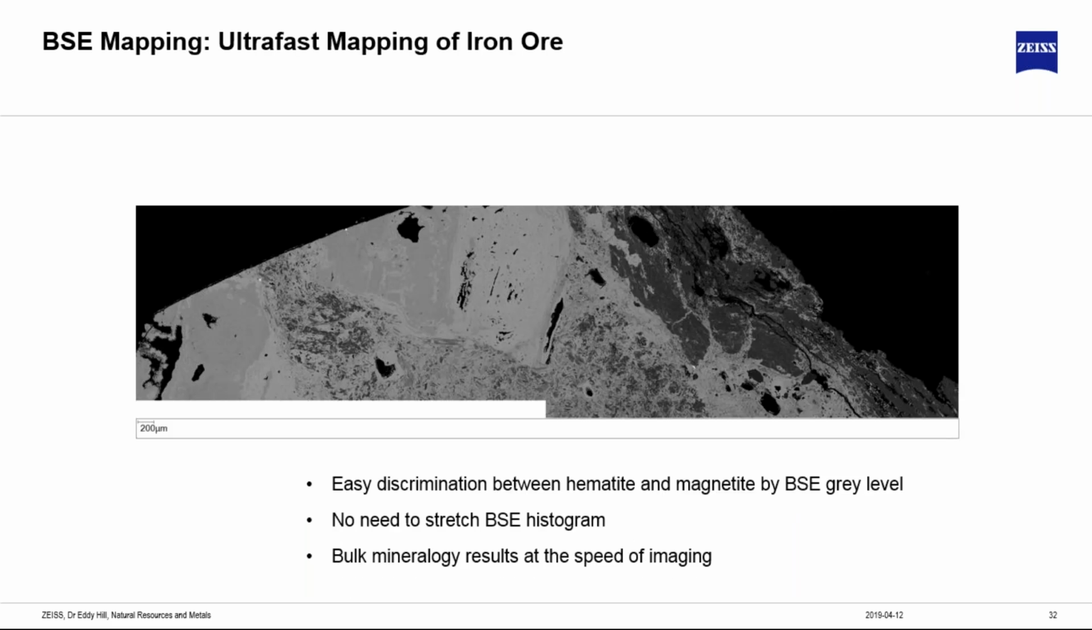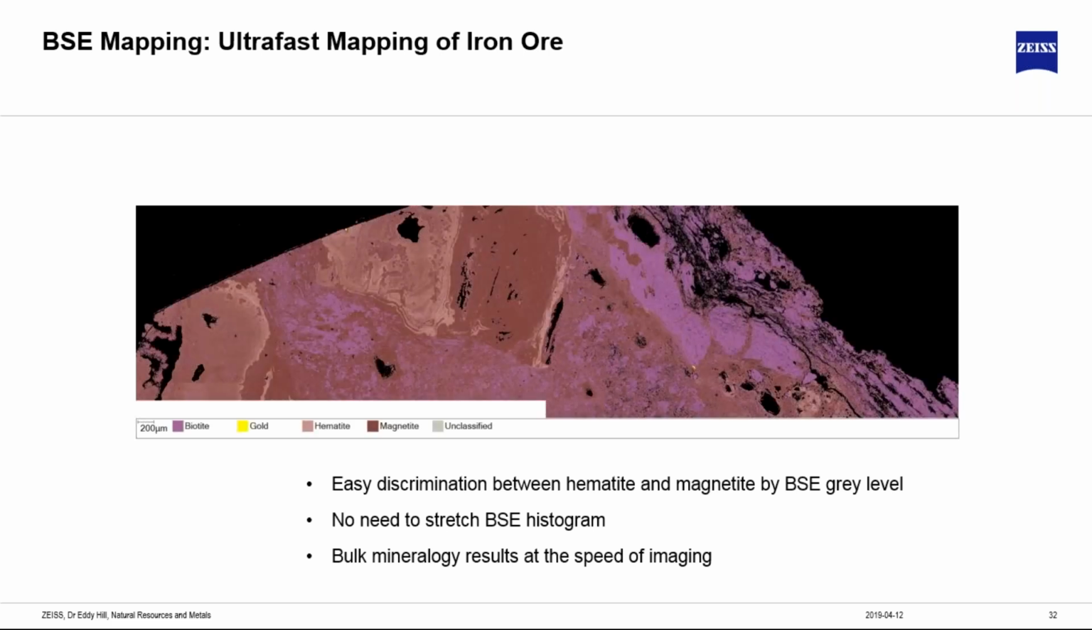It allows us to easily discriminate between hematite and magnetite by BSE gray level only. And because of the advances in the BSE detector, we don't need to stretch the BSE histogram. We get Mineralogic results at the speed of imaging, in effect. And since we can assign composition to these phases, this method provides the same outputs as all of our other analytical methods.